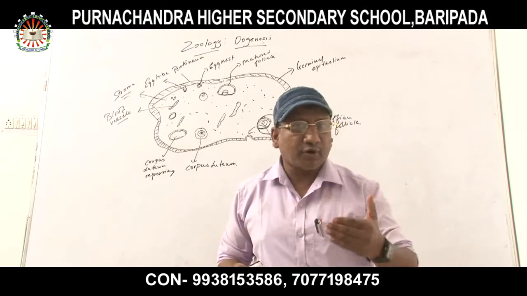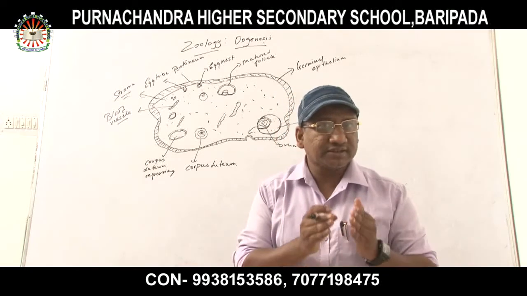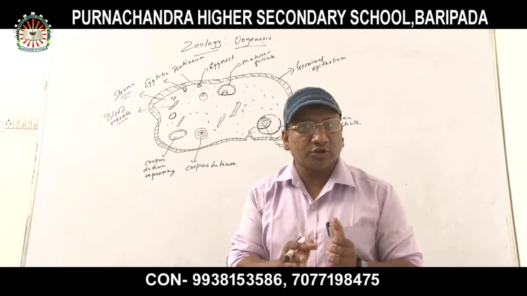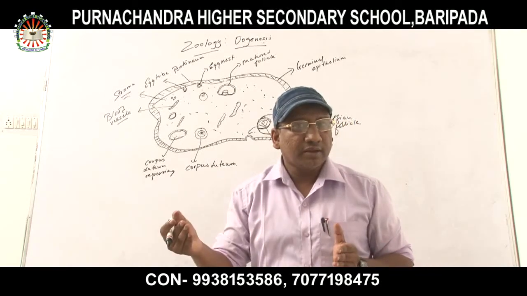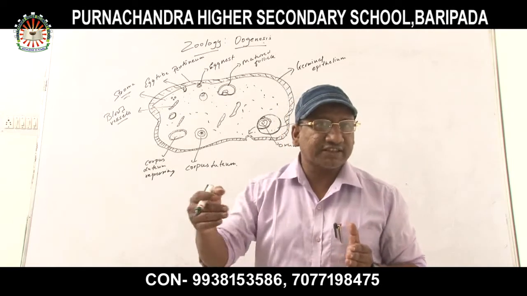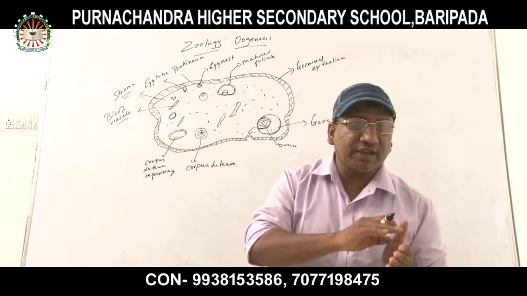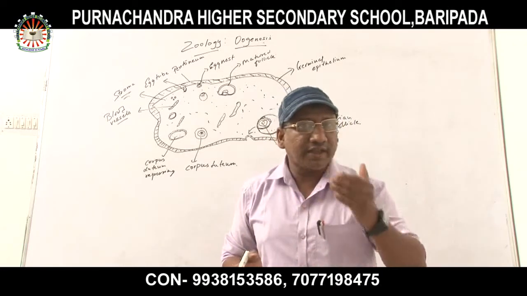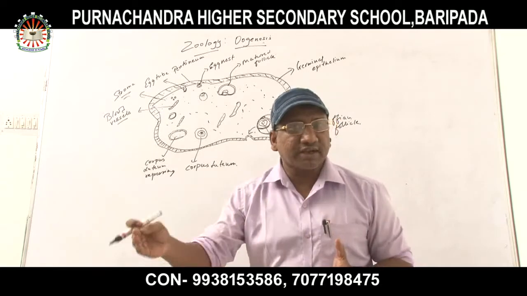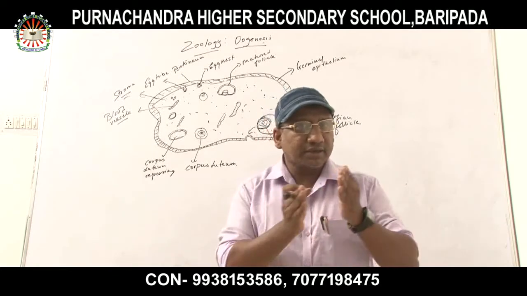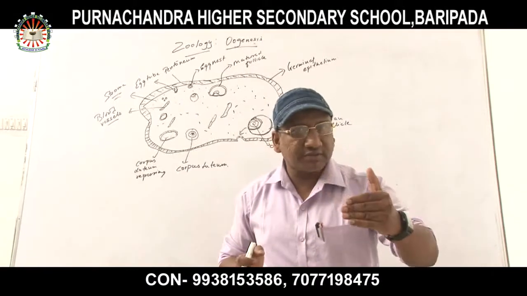And the third point is, the male urethra is the common passage for both urine and semen. But the female urethra is the passage of what? Urine. So these are the three differences between the male urethra and female urethra. The male urethra is 20 centimeter in length, and the female urethra is 4 centimeter. And the second point is, the male urethra is divided into three regions.